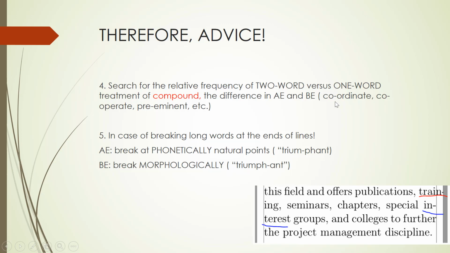which one is more common. The piece of advice number 5 is: in case of breaking long words at the end of lines like this one, you should be aware of the fact that there are 2 ways. In American English, normally people break the long words phonetically. We will break at a phonetically natural point, triumphant. However, in British English, the rule is to break morphologically, triumphant. Okay, triumph is a word, a root, a stem.